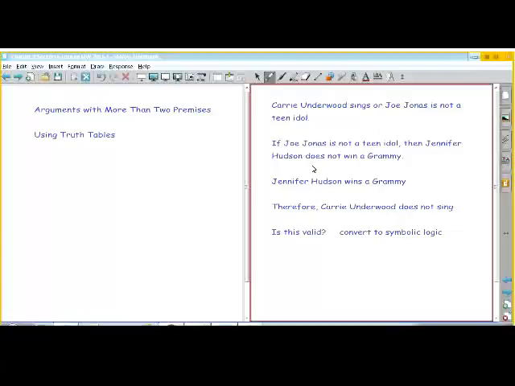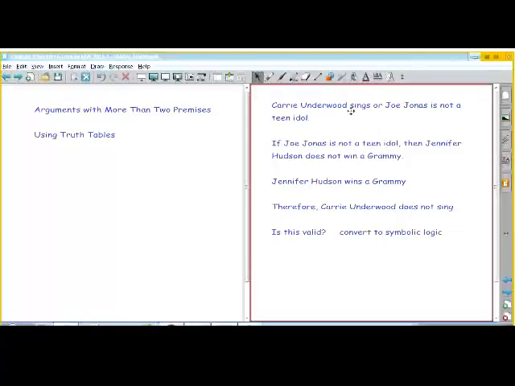So the argument here is Carrie Underwood sings or Joe Jonas is not a teen idol. That's the first premise. If Joe Jonas is not a teen idol, then Jennifer Hudson does not win a Grammy. That's the second premise. And Jennifer Hudson wins a Grammy. That's the third premise. The conclusion is that, therefore, Carrie Underwood does not sing. Is this a valid argument?